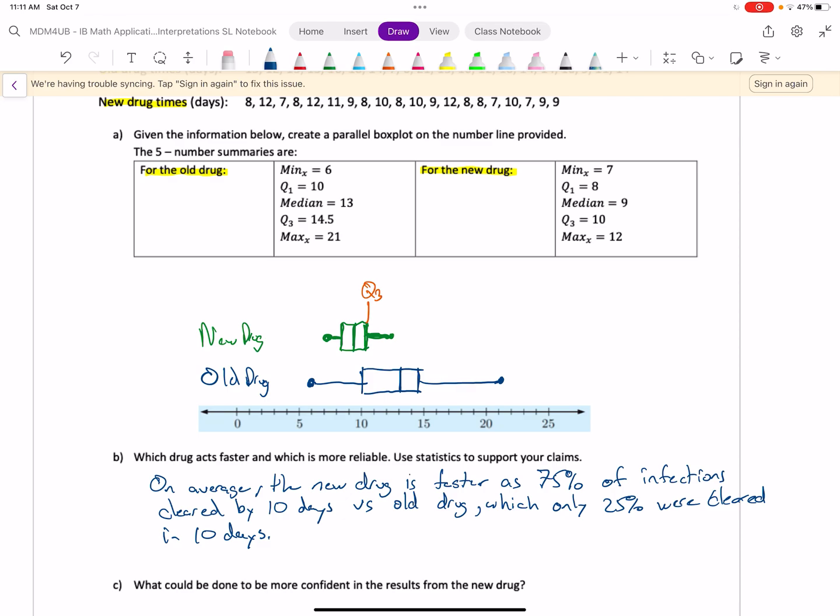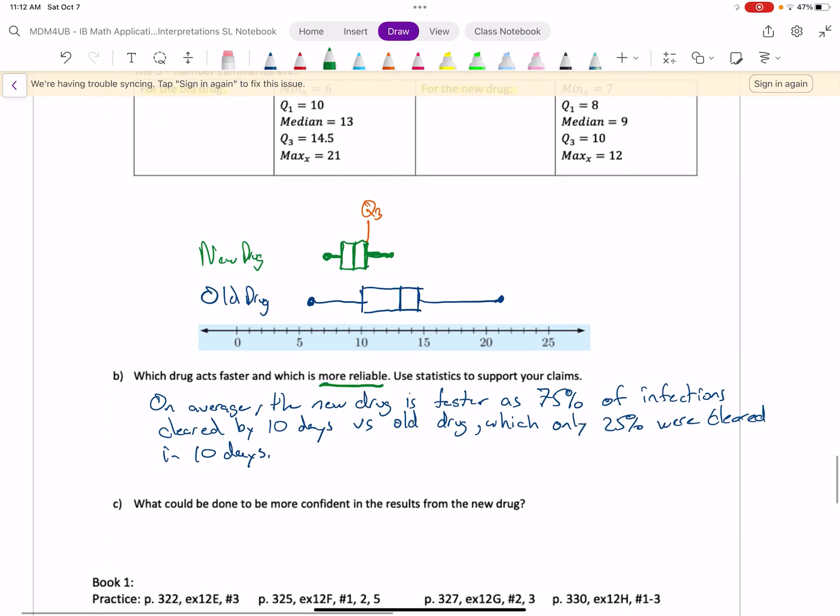You could also say 100% of all the data was cleared within 12 days, whereas it took 13 days for 50% of all the infections to be cleared. So there's different things you can say. The more you give, the better support your argument is. So if I was to describe which is more reliable, again, the new drug is more reliable.